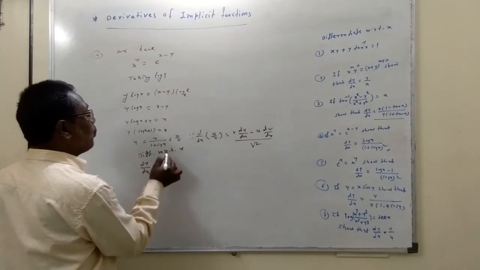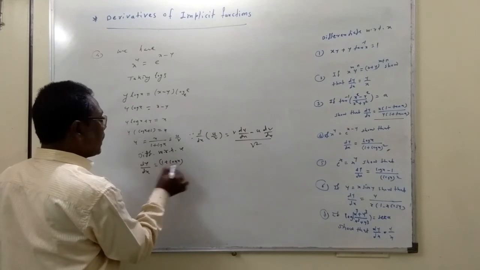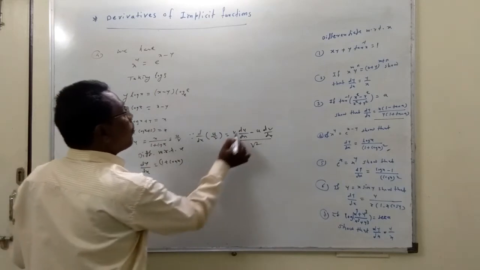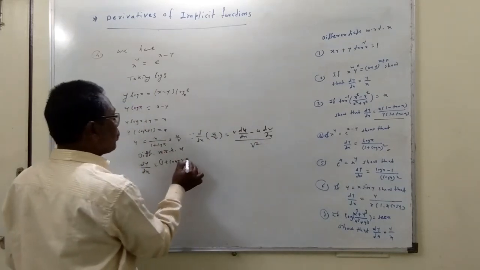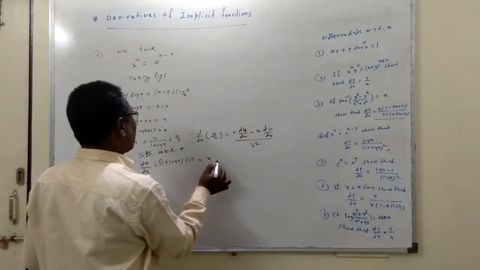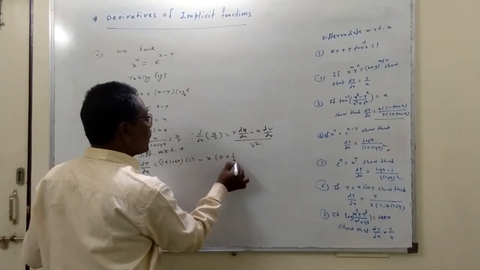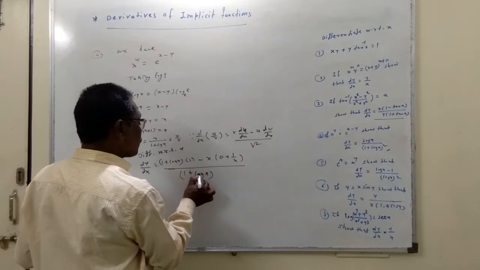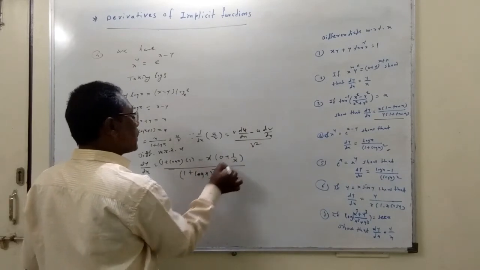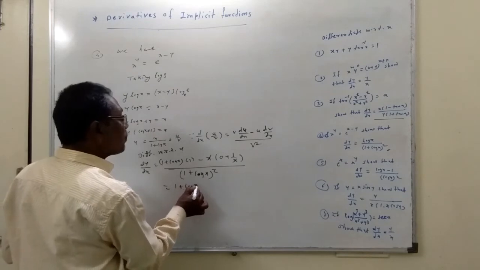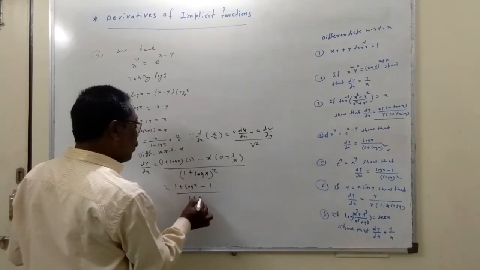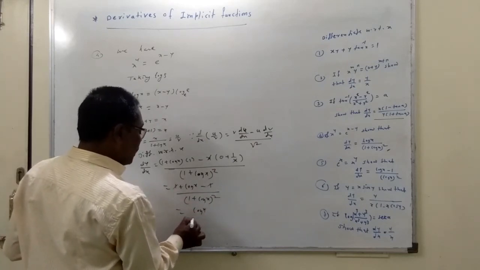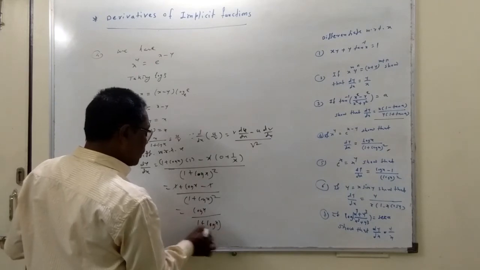So dy by dx is equal to v, 1 plus log x, in this theorem we are simply putting u and v. Derivative of x, du by dx, means derivative of the numerator. So derivative of x is 1, minus x constant, and derivative of 1 plus log x: 1 is 0, log x is 1 upon x, divided by v square, 1 plus log x bracket square. x gets cancelled. So 1 plus log x minus 1 divided by 1 plus log x bracket square. So log x divided by 1 plus log x bracket square.